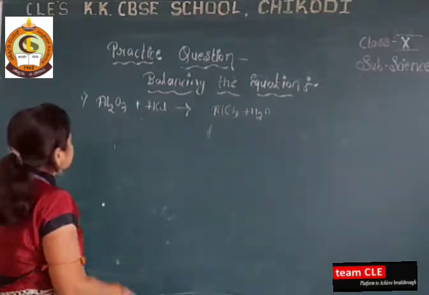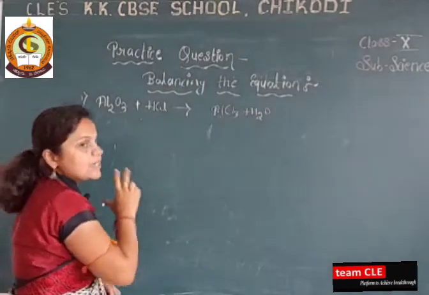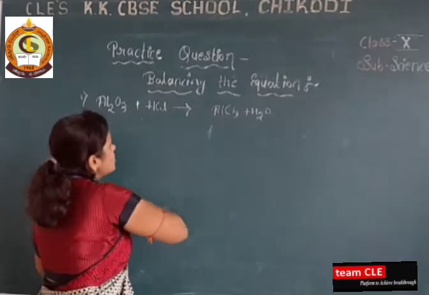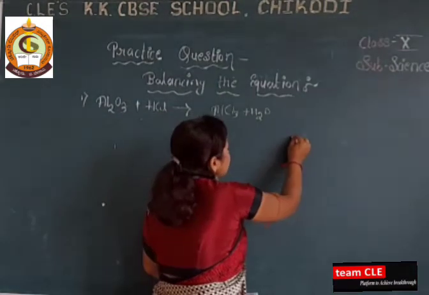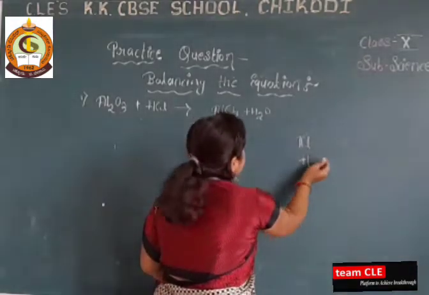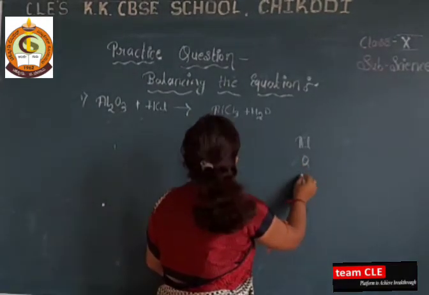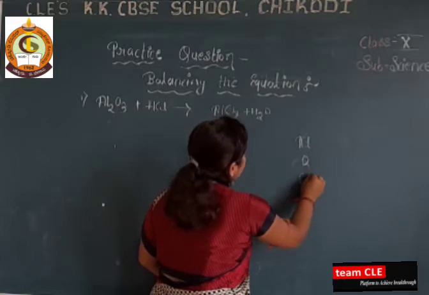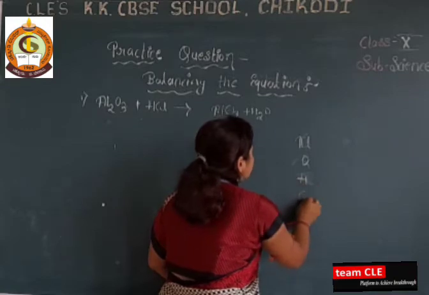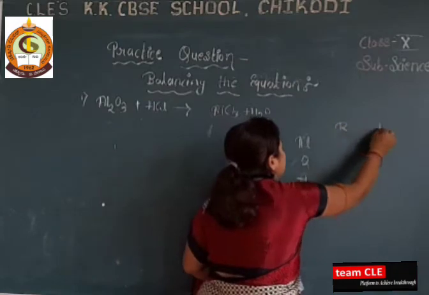So here, first we have to collect what elements are present in this equation, and only then will we go for balancing the chemical equation. Let's start. First make the columns: aluminium, then oxygen, because after aluminium, oxygen is there, and next hydrogen and Cl. Cl means chlorine. Now write here reactant and here product.